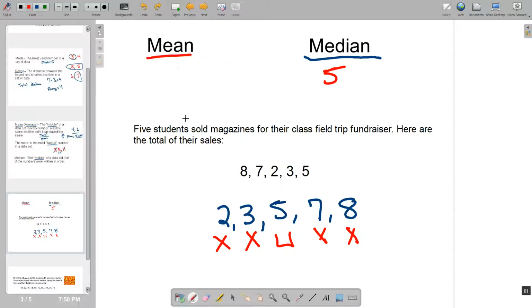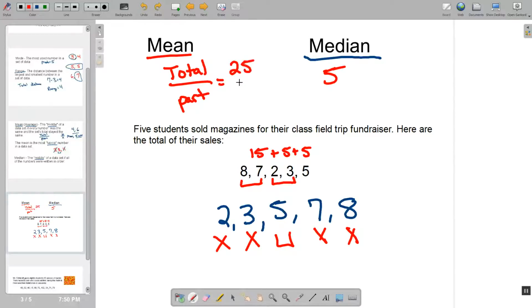Now the mean, remember we're going to be doing the total divided by the parts. So we need to add all of these up. 8 plus 7, well, that's 15. 2 plus 3, well, that's 5. And we have 1 extra 5, so this is 20. Plus 5 is 25. So our total is 25. And there are 5 parts. Therefore, the mean for this set of data is actually also the number 5.